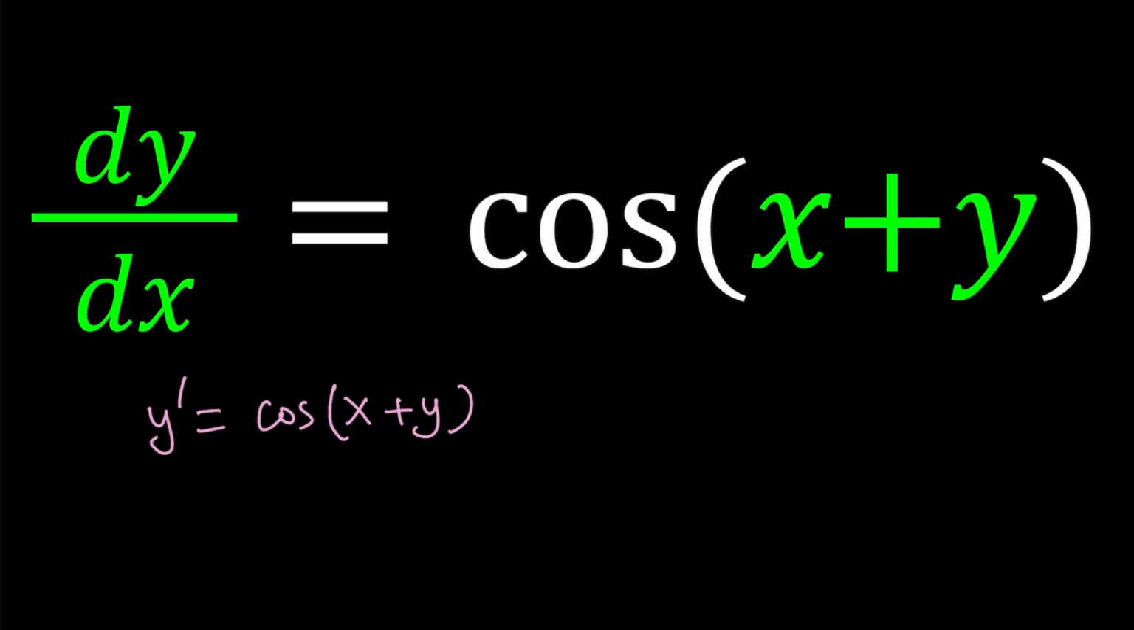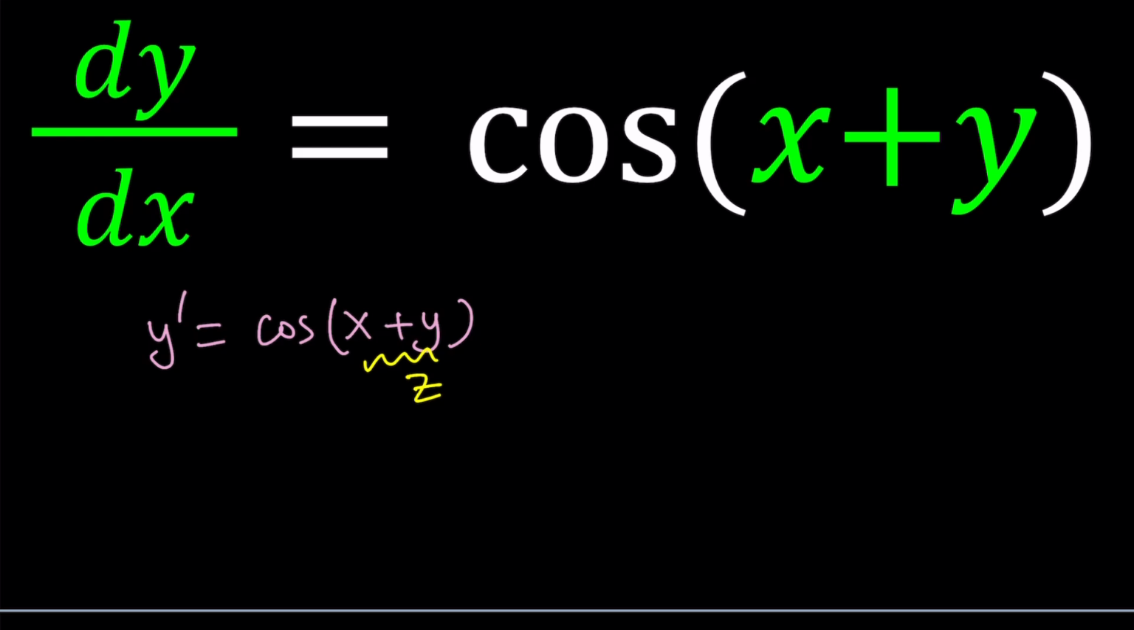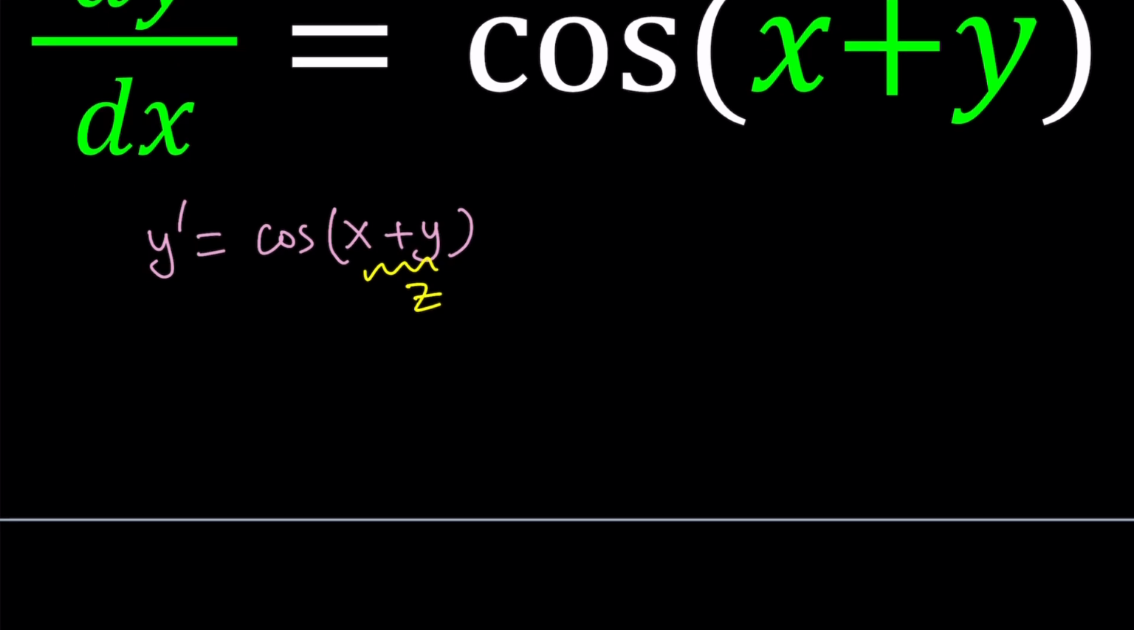Now at this point, since we have the sum x plus y, this is not a separable differential equation, but we can make it separable by using the following substitution. Let's call this x plus y z. I mean, you can use any variable, but I like z. So z equals x plus y.